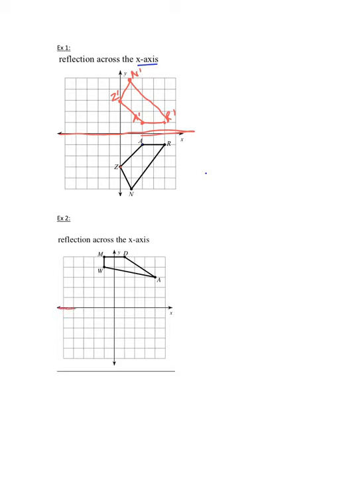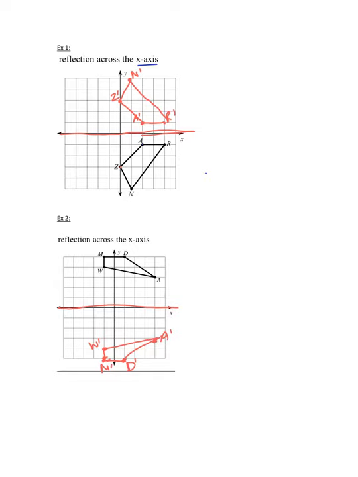Again, we're reflecting across the x-axis. So I'm going to count from A, 1, 2, 3. So I go 1, 2, 3 on the other side. There's A prime. D is 1, 2, 3, 4, 5. I go 1, 2, 3, 4, 5 on the other side of the x-axis. That's D prime. M is also 5 units away here. So there's M prime. W is 1, 2, 3, 4 units away. 1, 2, 3, 4 on the other side. There's W prime. And you just connect W prime to A prime to D prime to M prime. And now the figure looks upside down.